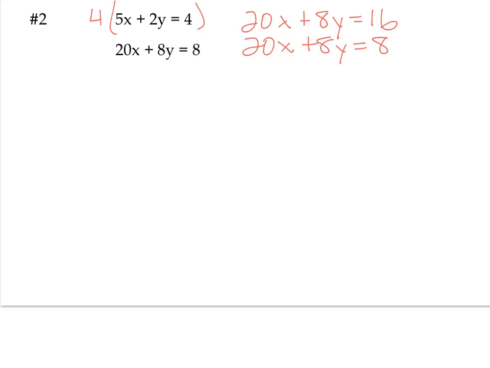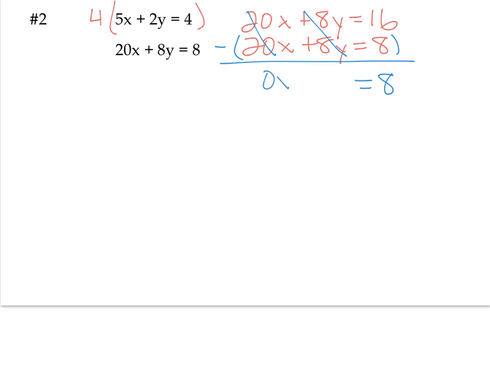And so now, 20x and 20x, I need to subtract those. 20 minus 20 is what cancels out. And then I have 8y minus 8y, that's going to cancel out. And I have 16 minus 8, which is 8. So what am I going to have on the left side of my equation? This isn't x equals 8 or y equals 8.